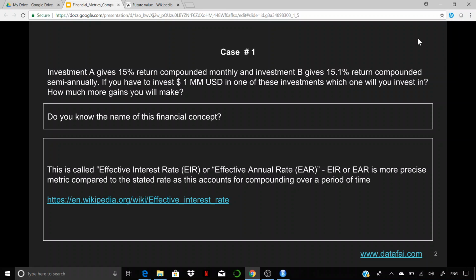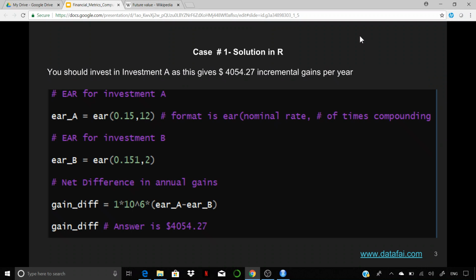If you remember in the first one, we talked about the effective interest rate or effective annual rate, and why this is such an important metric, because it gives you a much clearer view of the actual interest rate, hence the name. And this is just a quick recap of the problem that we tried to solve.